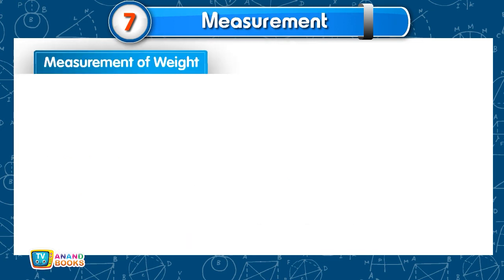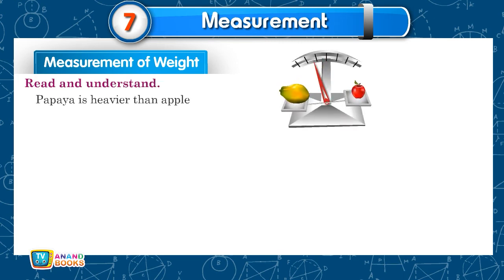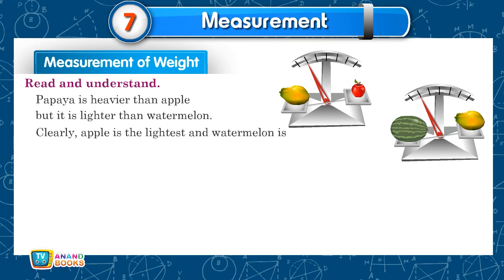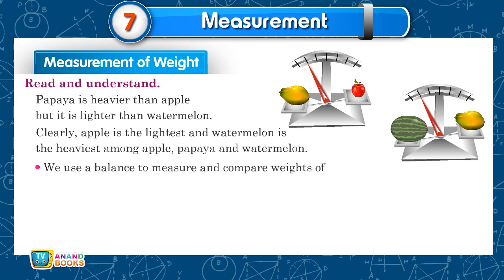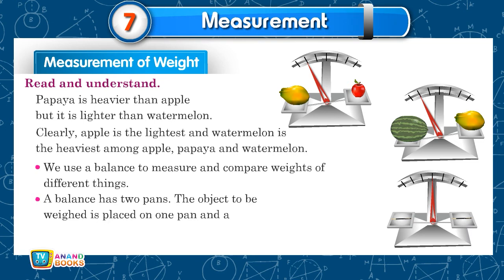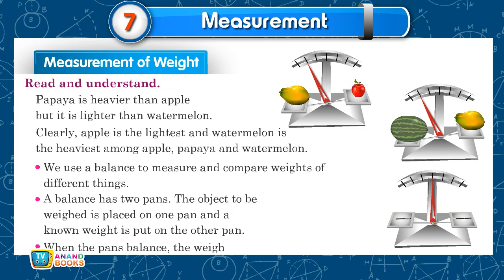Measurement of weight. Read and understand. Papaya is heavier than apple, but it is lighter than watermelon. Clearly, apple is the lightest and watermelon is the heaviest among apple, papaya and watermelon. We use a balance to measure and compare weights of different things. A balance has two pans. The object to be weighed is placed on one pan and a known weight is put on the other pan. When the pans balance, the weight on both pans are the same.